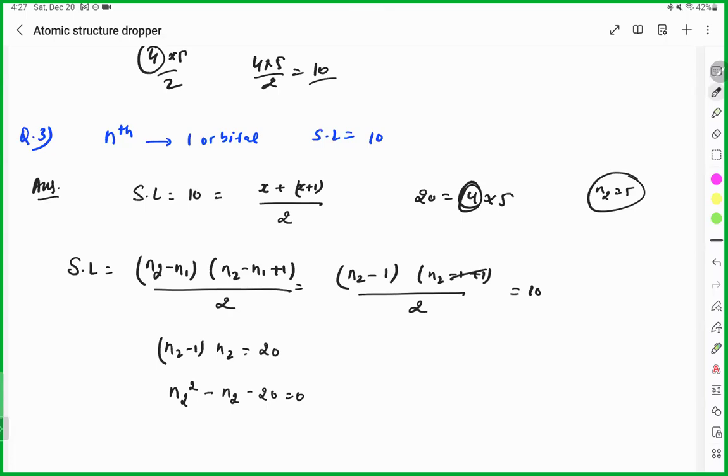But this will be easy. The total value will be 20. Correct? If you multiply the other side, the total value will be 20. So one could be 4, another will be 5, because one value should be one extra than the other. If you do it by trick, it will be easy. If you do it by formula, it will be lengthy and tough because you have to solve the quadratic equation.